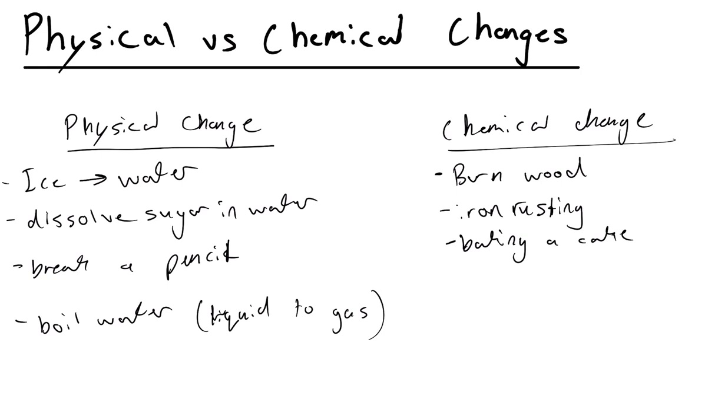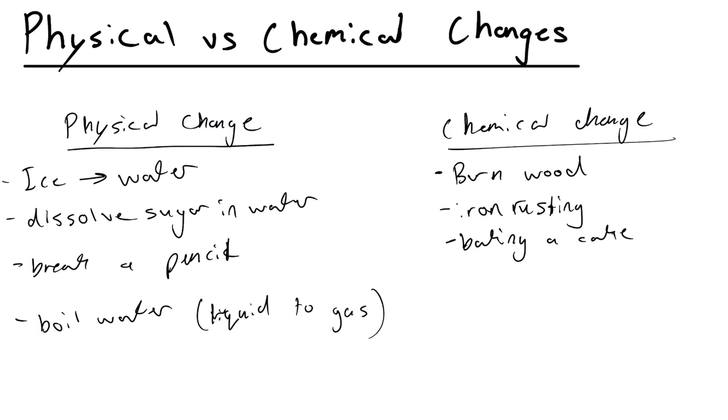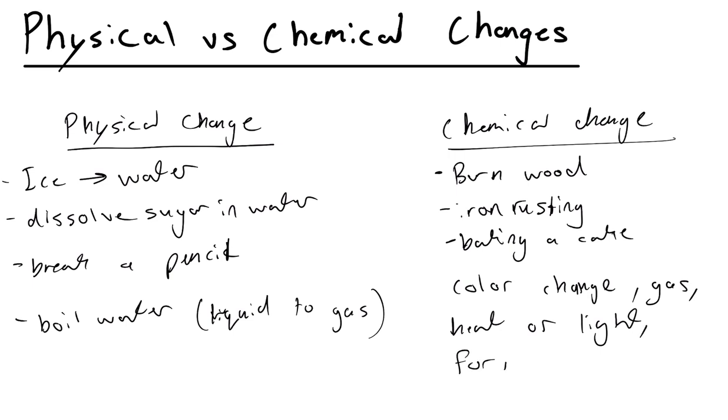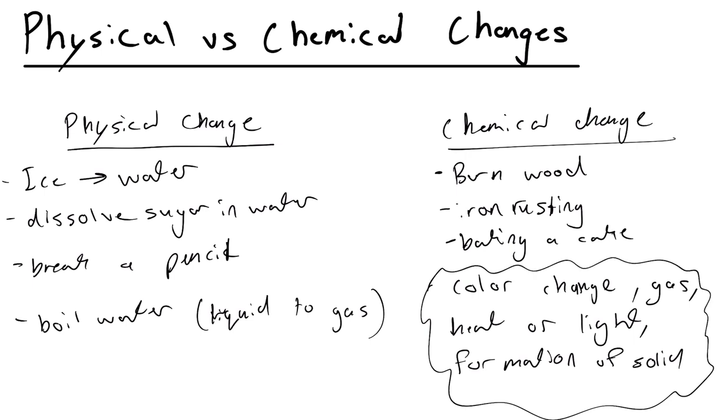So key signs for a chemical change include color change, gas production, heat or light release, and the formation of a solid. So I'll star this, but color change, gas, heat or light, and formation of solid. So if you see any one of these things, it's very safe to assume that it's a chemical change.